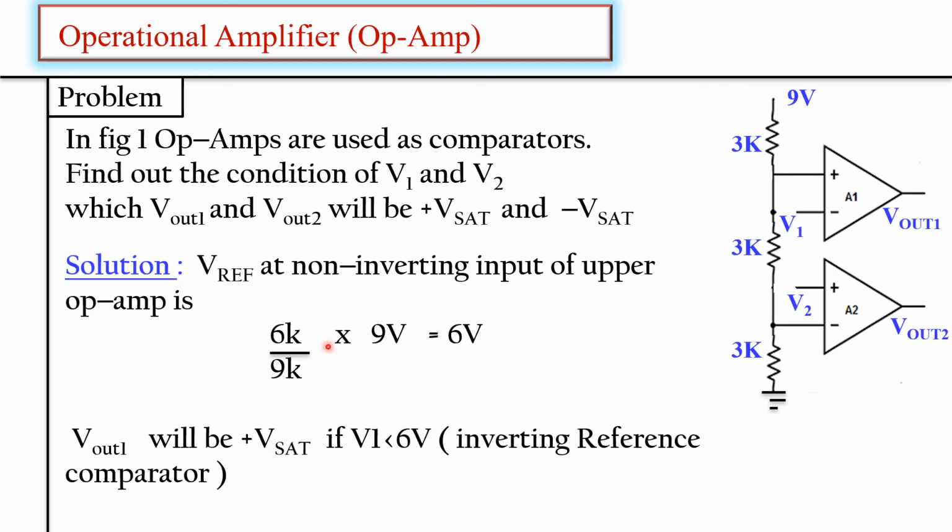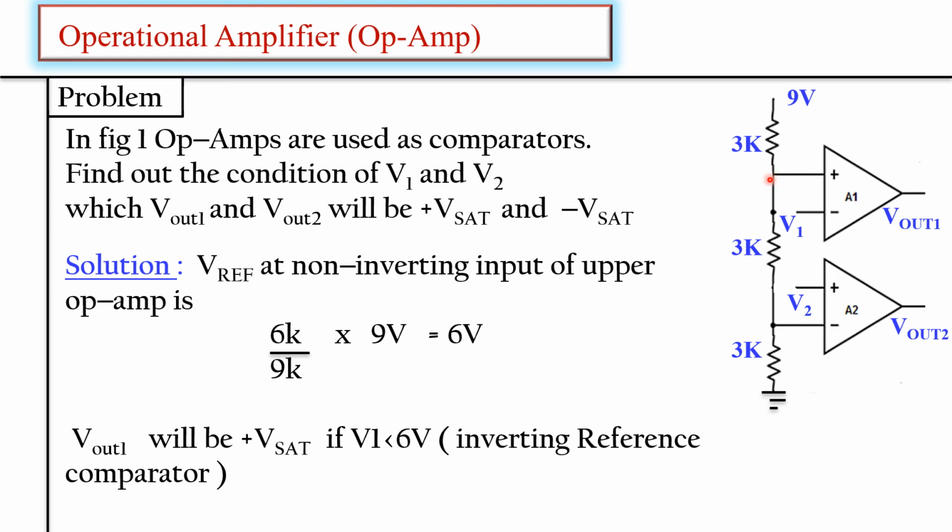So student, let us see the problem based on comparator. In the figure, the op-amps are used as comparators A1 and A2. Find out the condition of V1 and V2 for which output 1 and output 2 will be Vsat and minus Vsat. So we have to find when Vout1 will be plus Vsat and Vout2 will be minus Vsat. So let us find the V reference at the non-inverting terminal of the upper op-amp.